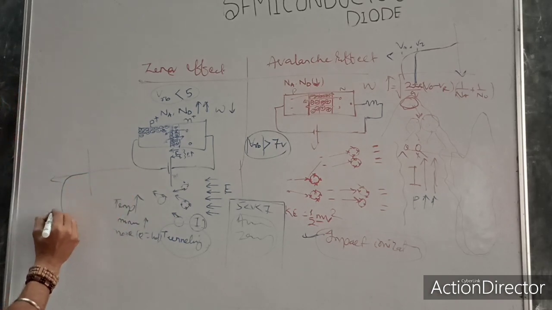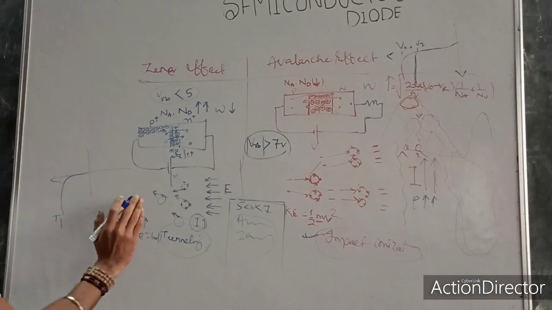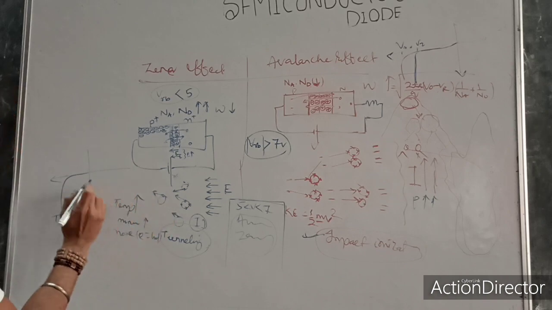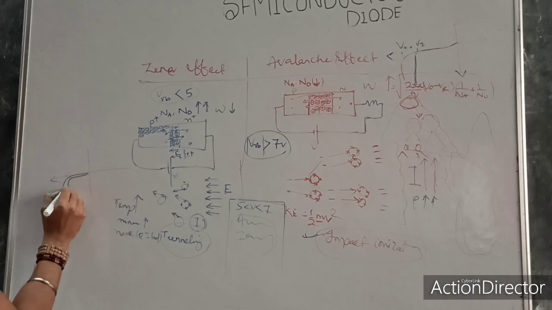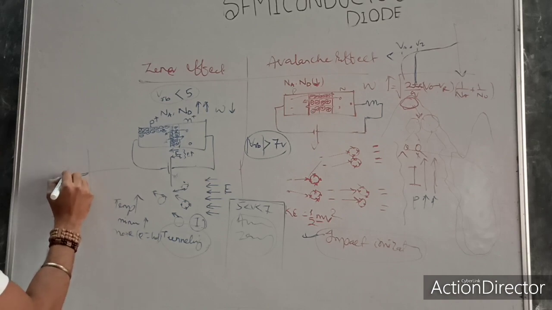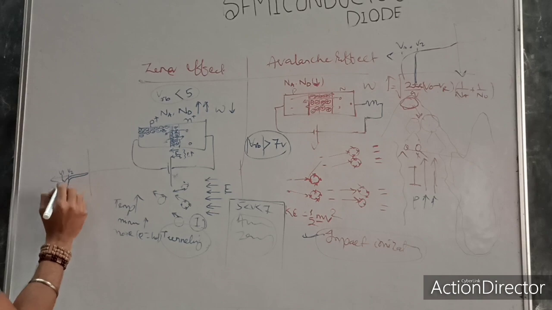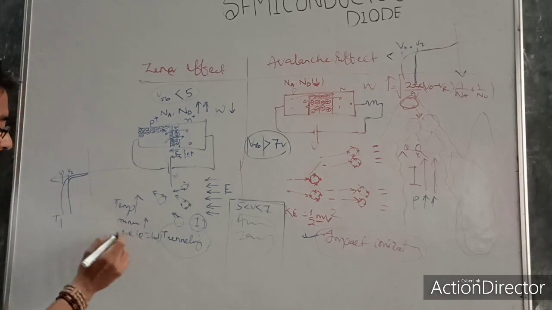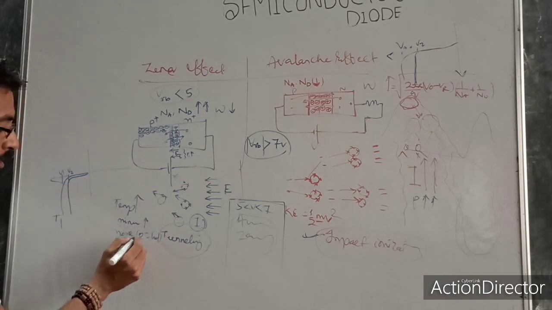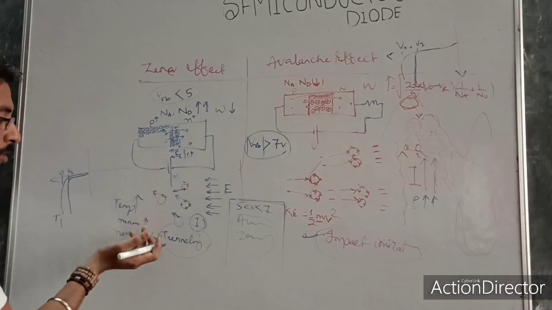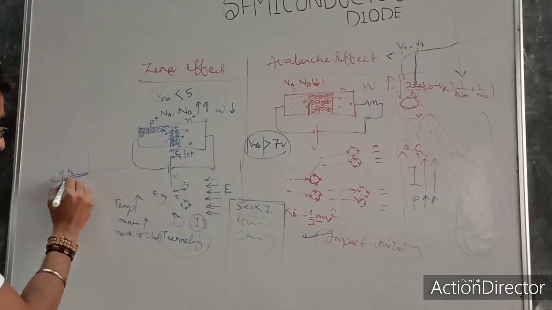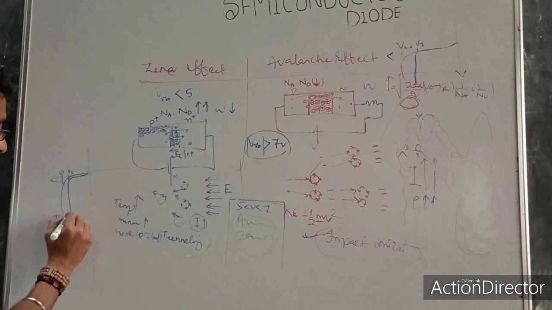If this is the case for T1, when there is no added temperature, and I increase the temperature, then this is the second case for T2. My voltage will be less. This is V2, this is V1. Because if I increase the temperature, more electron hole pairs are generated. It means the current is increasing, so automatically the current is increasing. No need to add extra voltage. So this is for T2.